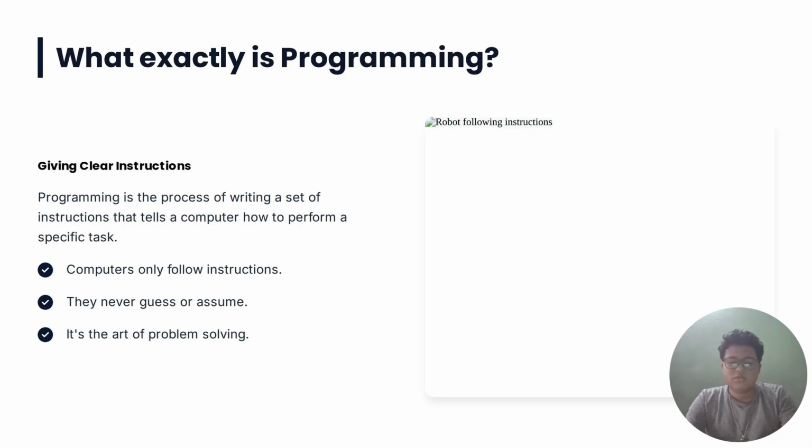First of all, we need to know what exactly programming is. It is giving clear instructions. Programming is the process of writing a set of instructions that tells a computer how to perform a specific task. That means we are giving a set of instructions to the computer to let it know that I want it to do this specific task for me. It will do a bunch of stuff, and for that we need to give a set of instructions, which we call programming.